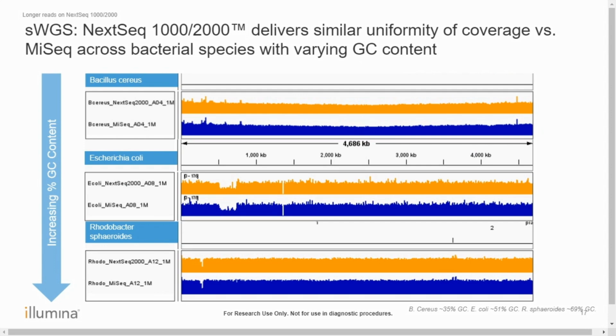Diving in deeper, there are 2 other specific aspects of this study I want to highlight. The first is shown on this slide, which is essentially that across the varying GC content of these 3 bacterial species, again ranging from 35 to 69%, the data from NextSeq P1 600 cycles was highly concordant with what is found on the MiSeq v3 chemistry, the previous gold standard for longer NGS reads.